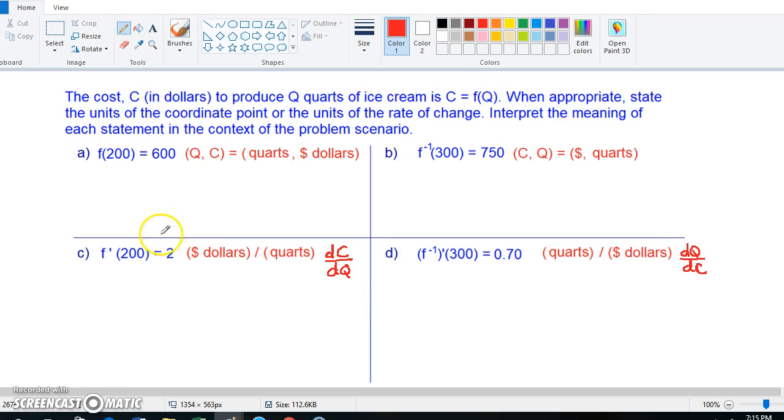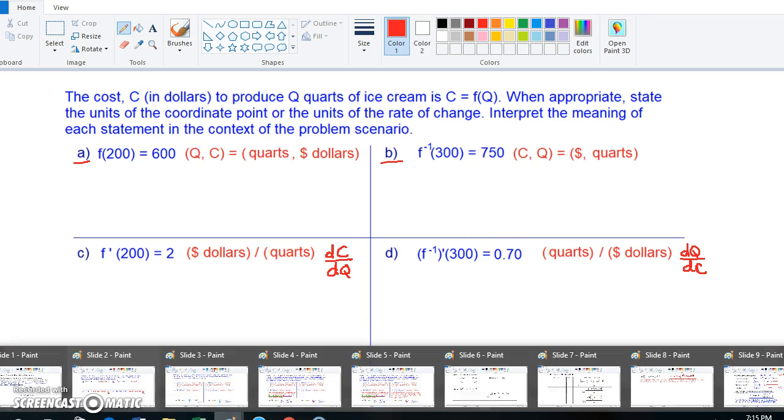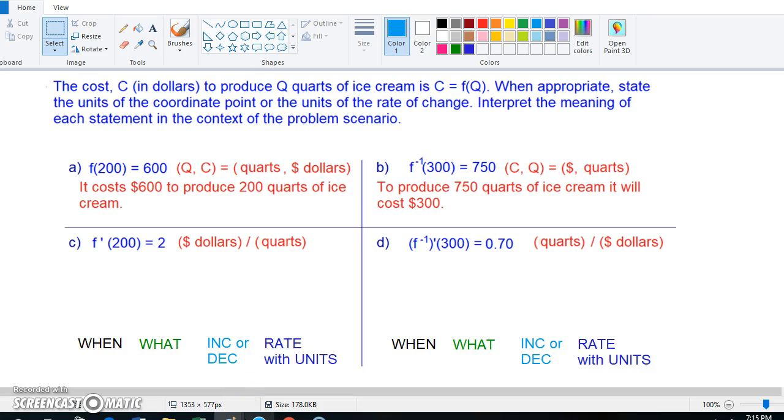Okay, now I'd like you to pause the video, and I'd like you to write two statements, one for the point (200, 600), one for the point (300, 750). What do those two coordinates mean in the context of the problem scenario? Hopefully you said, for part A, it costs $600 to produce 200 quarts of ice cream. And for part B, to produce 750 quarts of ice cream, it will cost $300.